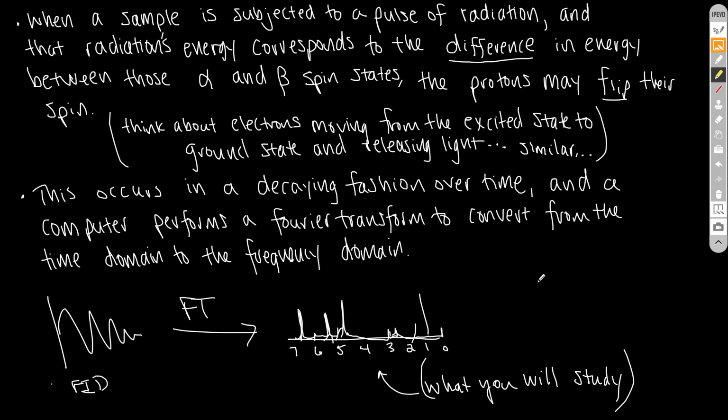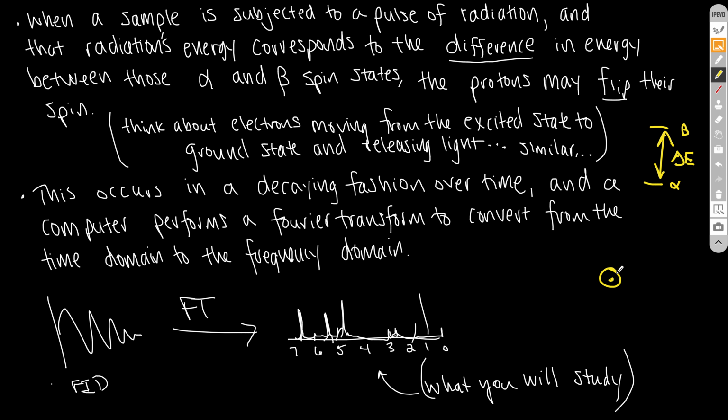So when a sample is subjected to a pulse of radiation, and that radiation's energy corresponds to that difference in the energy, the gap between alpha and beta, those states. Well, what can happen is those nuclei, those protons, they can flip their spin.